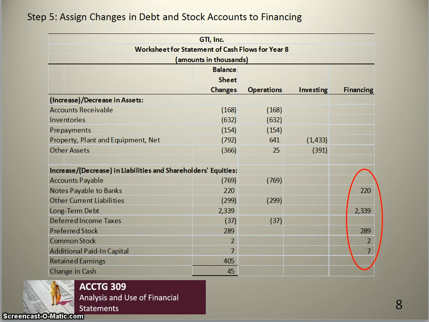Long-term debt, an increase of $2,339,000, again, a financing activity. And the issuance of additional $289,000 of preferred stock. The issuance of $2,000 of common stock and the associated additional paid-in capital that's associated with that issuance are also both assigned to financing.